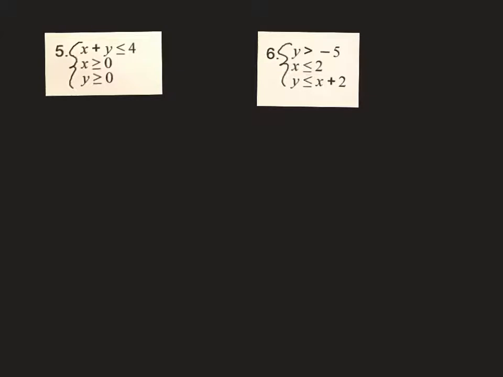So in number 5, x plus y is less than or equal to 4. I'm going to write that so that it's solved for y. So I'm going to subtract my x on both sides. And I'm going to use y is less than or equal to -x plus 4. And then I have x greater than or equal to 0, y greater than or equal to 0. So I'm just going to start with my graph.